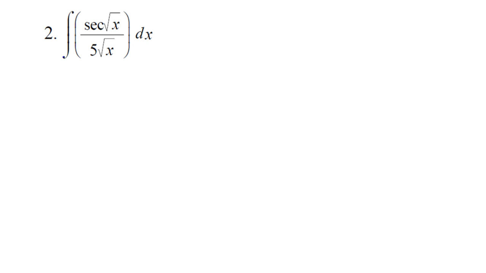Okay, problem 2. The integral of the secant of the square root of x over 5 square root of x. This is one I had to do a little preliminary looking at here. And what we're going to do is make a u substitution on this square root of x. So we're going to say let u equal square root of x. And then we're going to go from radical form. The square root of x is going to be x to the 1/2 power.